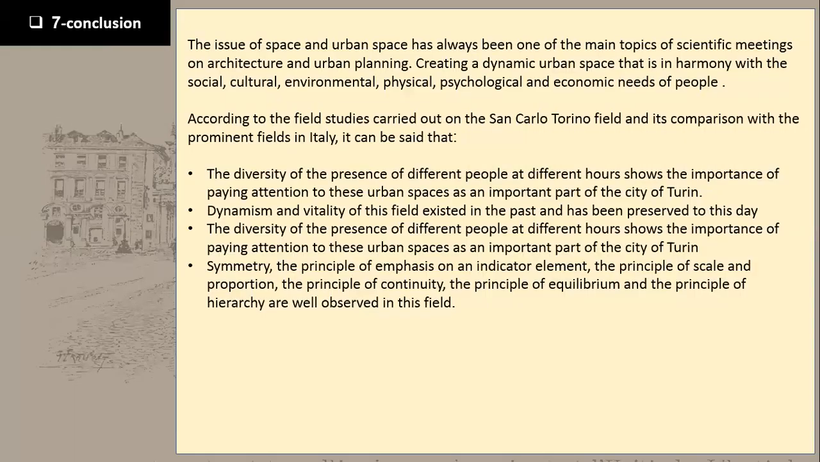As a conclusion, the issue of space and urban space has been a very high scientific issue in the scientific meeting between architecture and urban planning, which wanted to create a dynamic urban space in harmony with the social, cultural, environmental, physical, and psychological aspects. According to the field study that we carried out in Piazza San Carlo in Torino, we have the following notes.